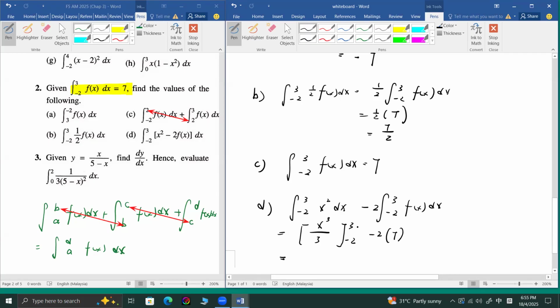Okay, and then after that just now, you substitute when x is 3, 27 per 3, and 3 power 3, 27 per 3, minus -2. -2 means -8, plus, sorry, -14. Okay, and then you can work out the answer. I got -2, 1/3. Okay, got it for question number 2.